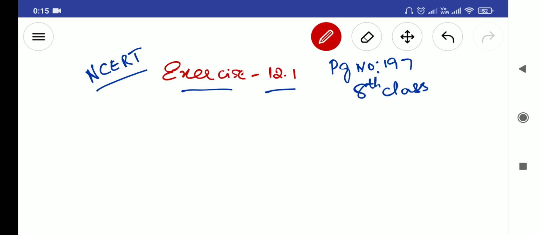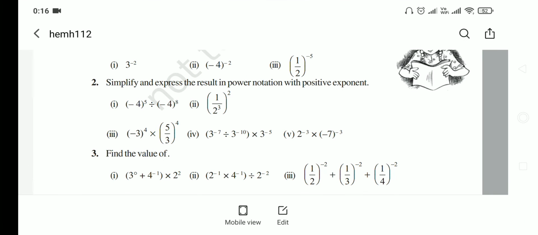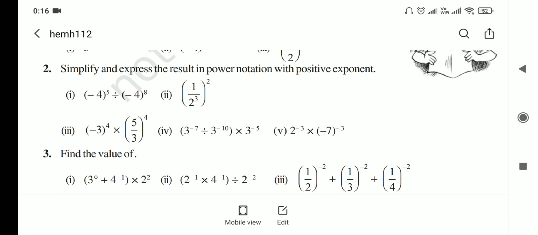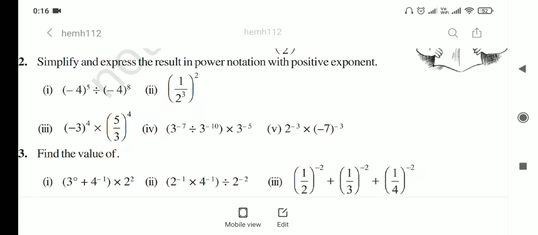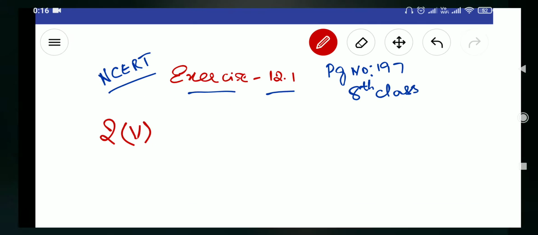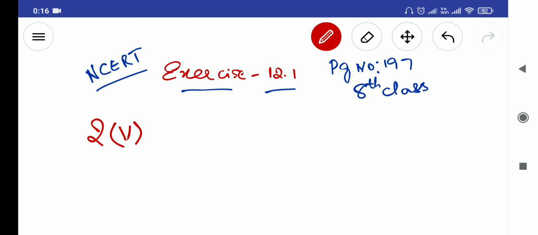Okay, so we are in the second question, fifth bit, which is: simplify and express the result in power notation with positive exponent. So after finding the answer, we have to finally write the answer with a positive exponent. The fifth question in that is 2 power minus 3 into minus 7 power minus 3.